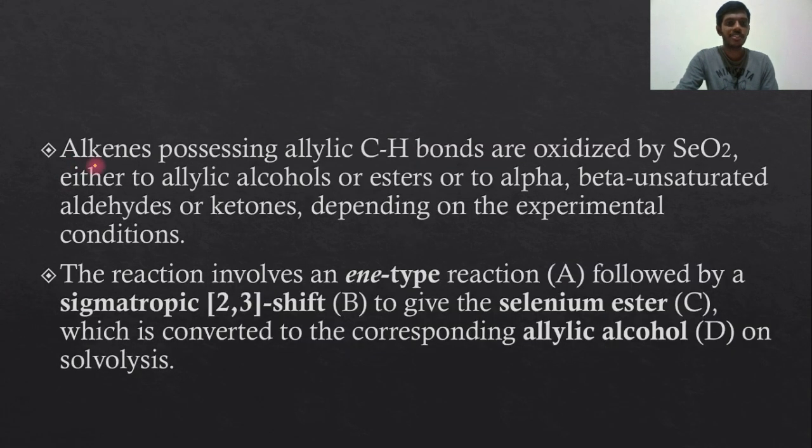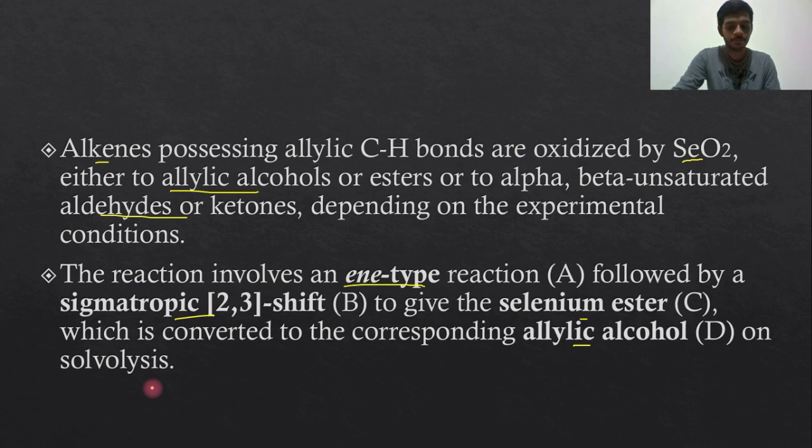Alkenes possessing allylic C-H bonds are oxidized by selenium dioxide, either to allylic alcohols or esters, or alpha beta unsaturated aldehydes or ketones, depending on the experimental conditions. The reaction involves first an ene-type reaction followed by a 2,3 sigmatropic shift, which gives a selenium ester, and it is converted to allylic alcohol on solvolysis or hydrolysis.